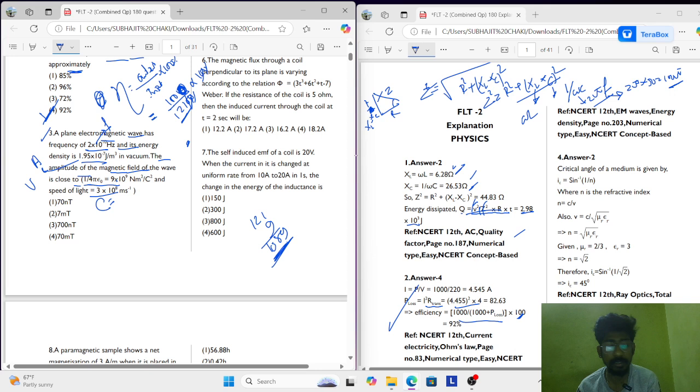So you know the C formula, what is the formula? C is 1 by root over mu naught epsilon naught. This is the permittivity and permeability of vacuum.